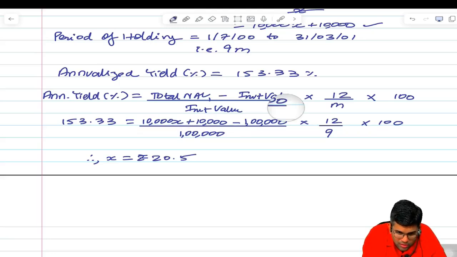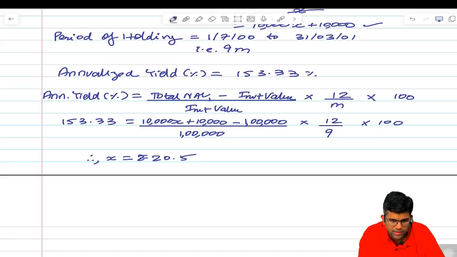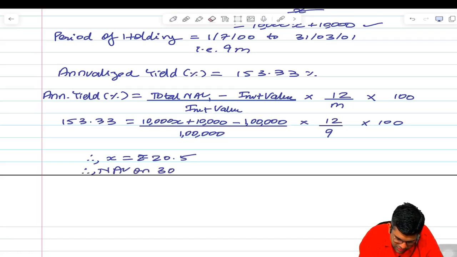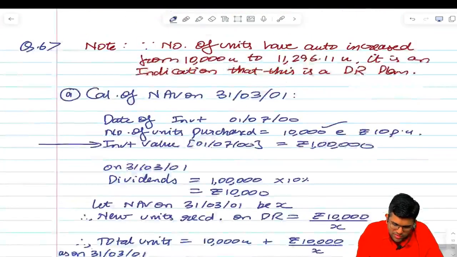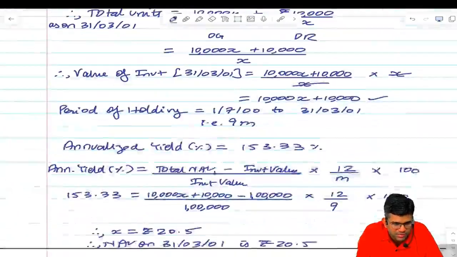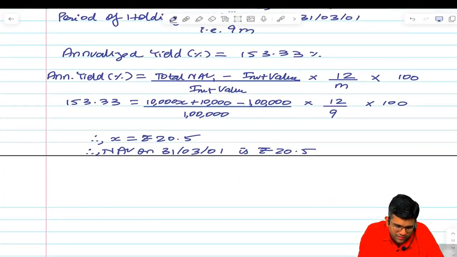You got it now? Others? 20 point 5. Okay. And what is this 20.5? It is the NAV on 31st March 2001. It's 20.5. Oh God, we found one out of three things asked. Everyone ready? We found one out of three things. There are 2 more to go. Now, if you see my solution, such a big solution this is. See how much I have written and all that I have done.